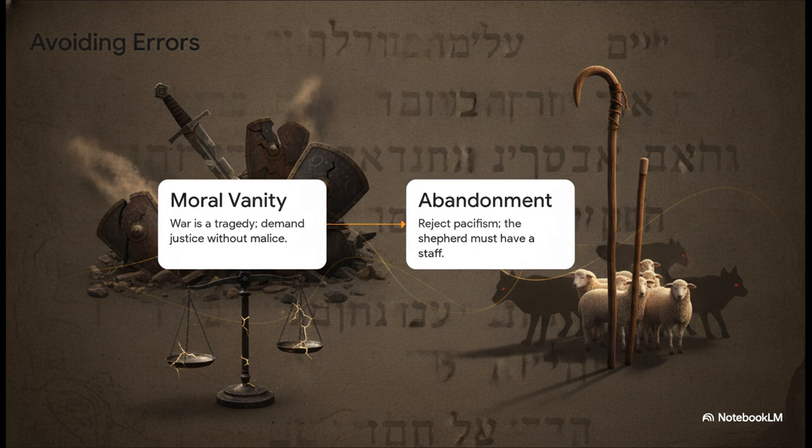Step 2 is avoiding the error of moral abandonment. This means outright rejecting pacifism or isolationism. As the text vividly puts it, in a world of wolves, the shepherd absolutely must carry a staff and a rod to protect the flock.